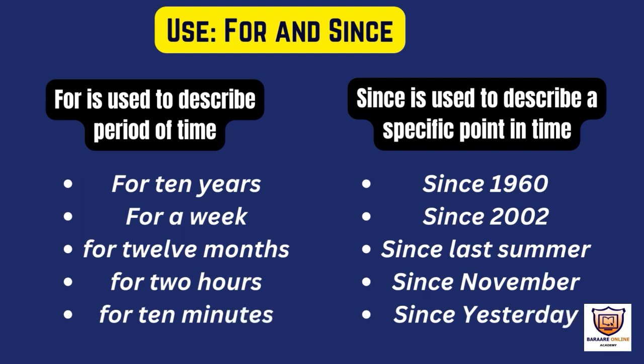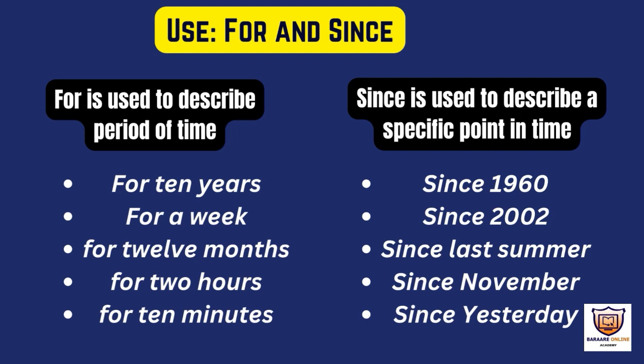For is used to describe a period of time, like for 10 years, for a week, for 12 months, for 2 hours, for 10 minutes. You see, for example, the length of the time. When you know the length of the time, we are using for. It can be 10 years, it can be a week, it can be 12 months, which is 1 year, it can be 2 hours, it can be 10 minutes, it can be anything when we know the length, the period of time.